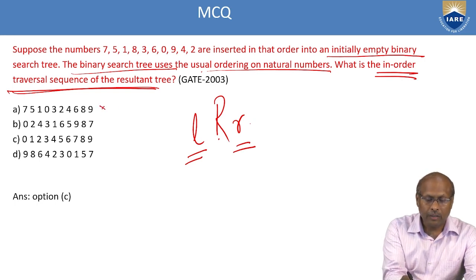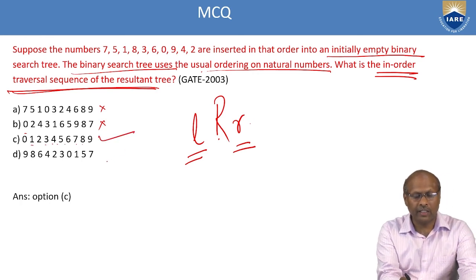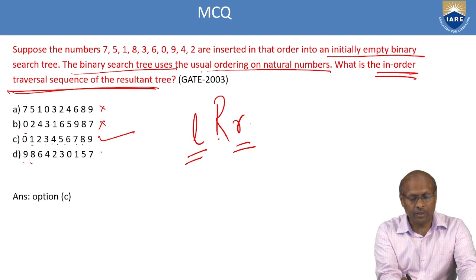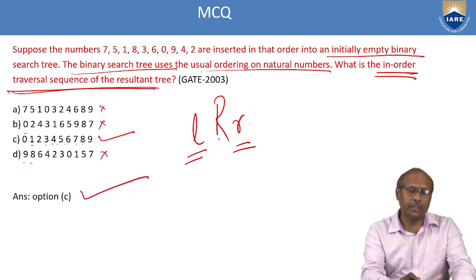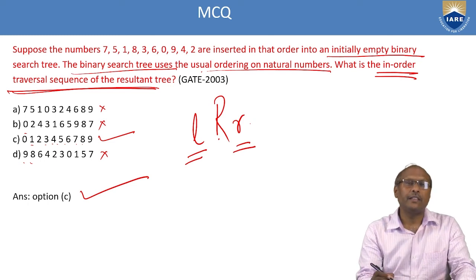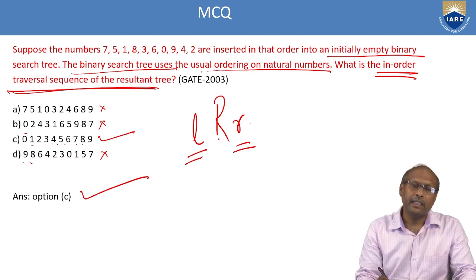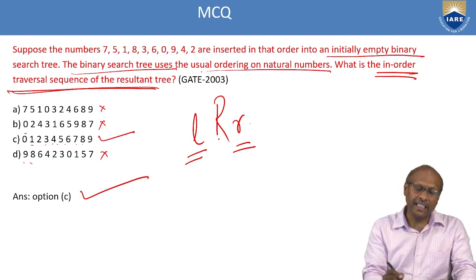First one is not. Second one, no. Third one, 0, 1, 2, 3, 4, 5, 6, 7, 8. Yes, it is all in increasing order. Whereas this is in decreasing order, so it is a no. So the answer is C. Whenever this type of question comes, you can simply say C, because binary search tree in-order traversal is always in increasing order.